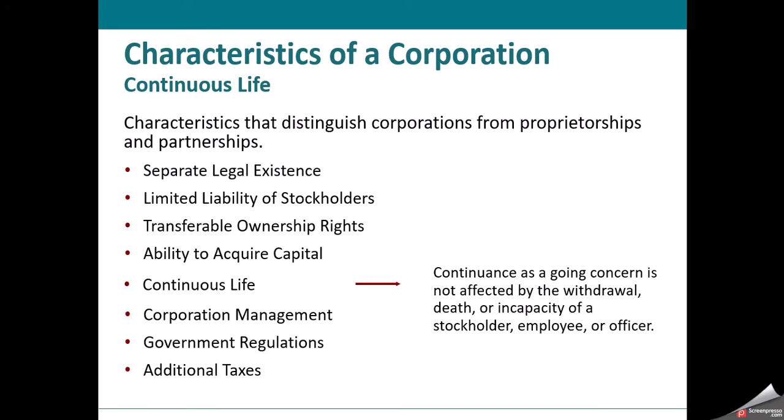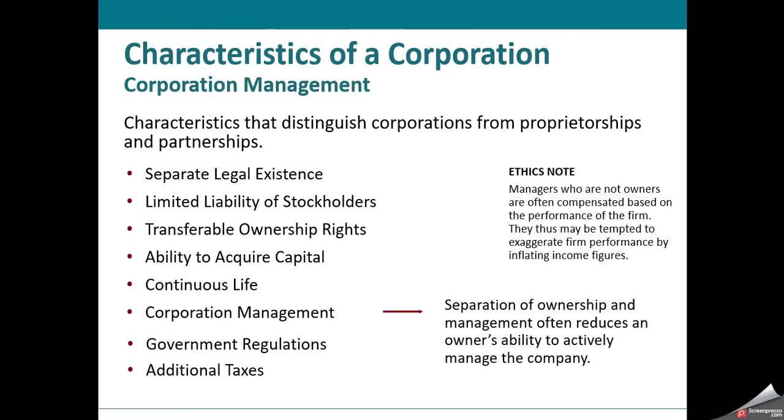Continuous life, like I talked a little bit about up here, it means that it's not impacted by any one stockholder, an employee, or an officer. So even if the president of that company were to die, the company continues to exist. They would have to replace him. Even if the majority stockholder died, again, the stock would get passed down to his heirs, and you would just have new owners. So it could change the company, but the company continues to exist as a legal entity.